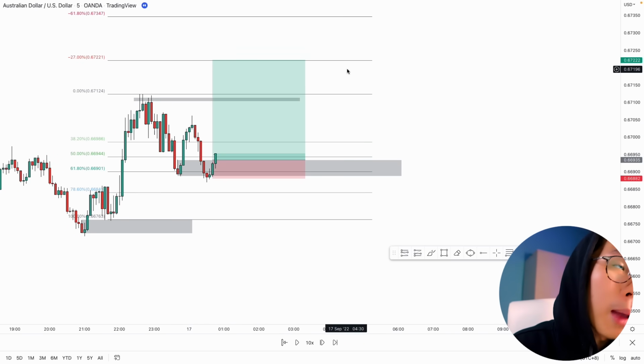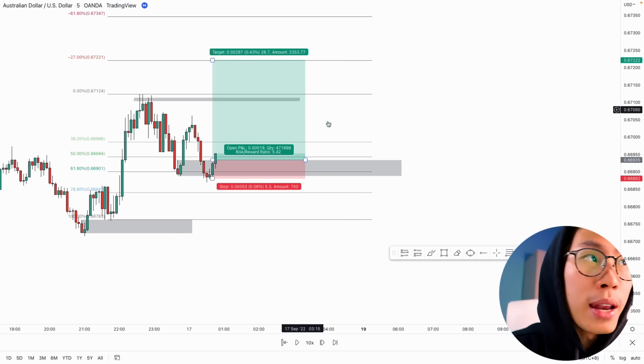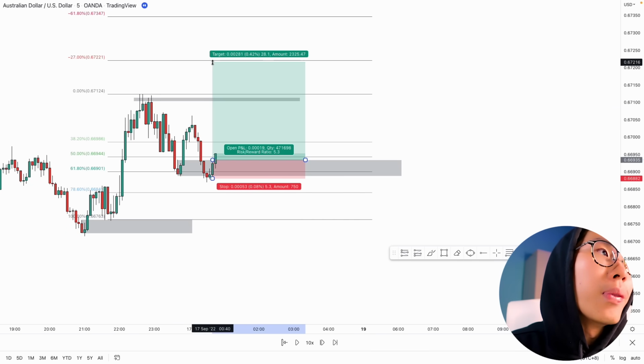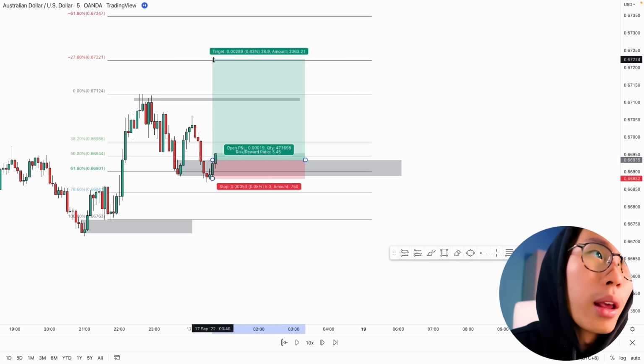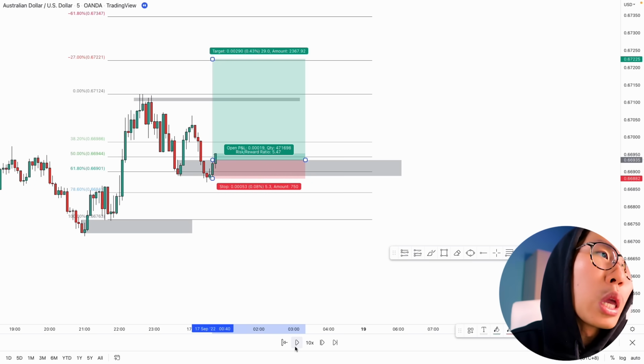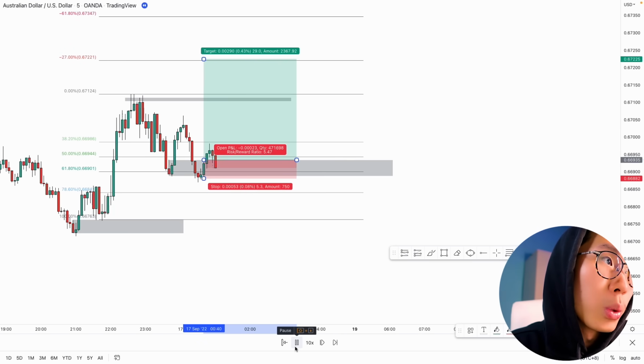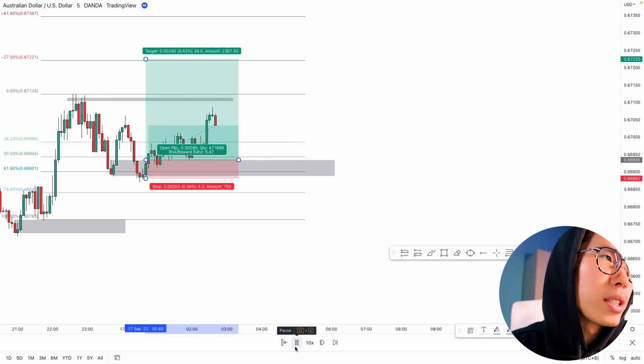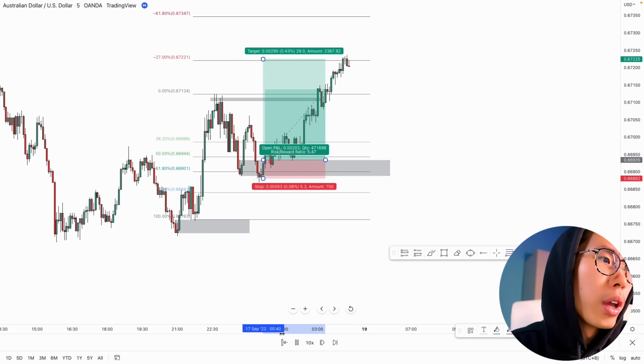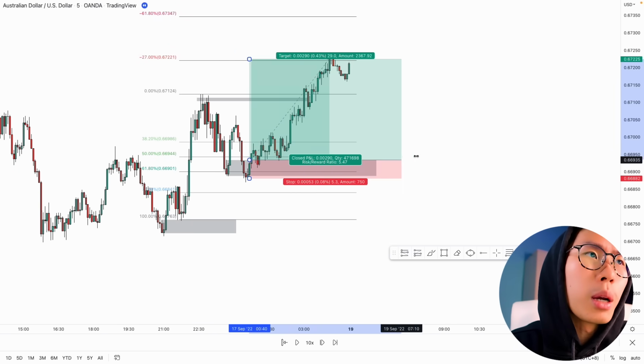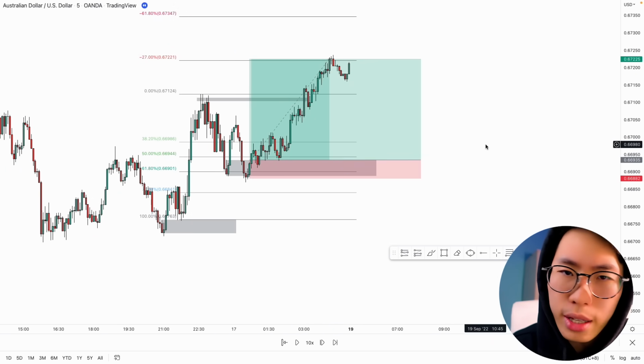You can see just now I placed it at the supply zone, right? But now I'm going to be placing it at the -27 extension level because I trust the Fibonacci, it will do the thing it does. So we wait, and you can see price is going up. Okay, and right here we have just smashed our take profit, guys. It's really just as simple as that.